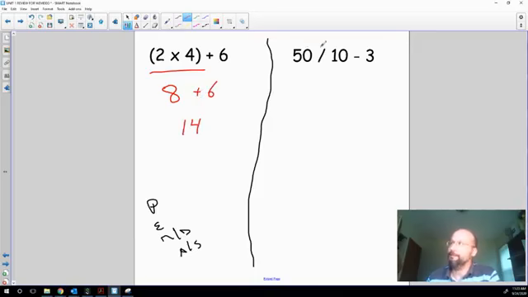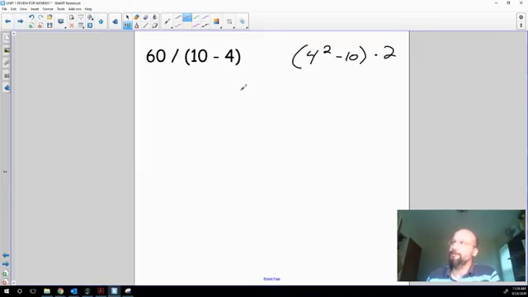For this one, it's 50 divided by 10 minus 3. We know that we have to do the division before we do the subtraction. So 50 divided by 10 is 5, and 5 minus 3 is 2.